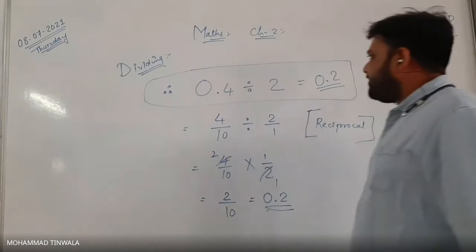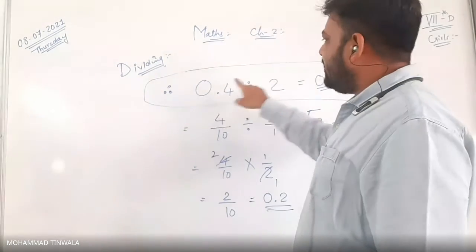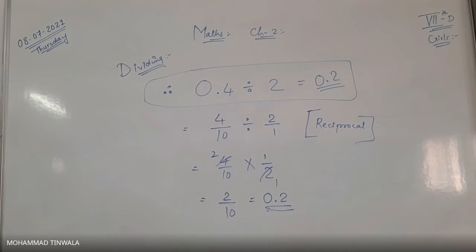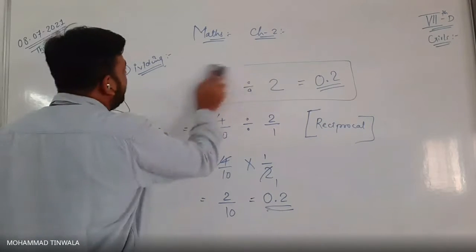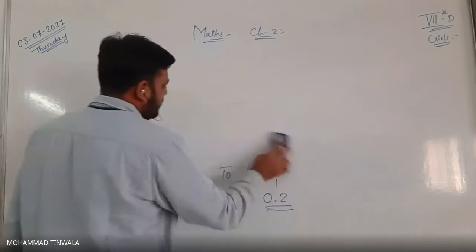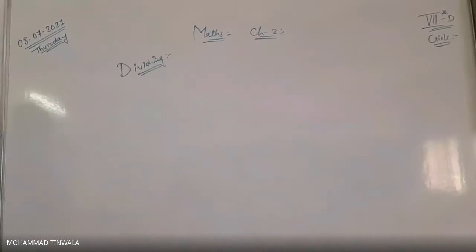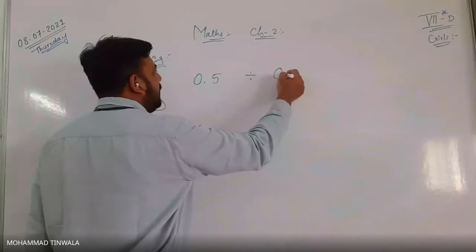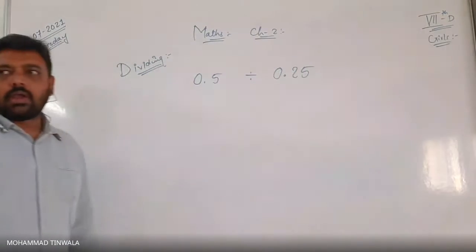Is that all clear, girls? Yes, sir. This was decimal divided by whole number. Now I will show you decimal divided by decimal. Decimal divided by decimal. Chalo. 0.5 divided by 0.25. Now what is to be done here?